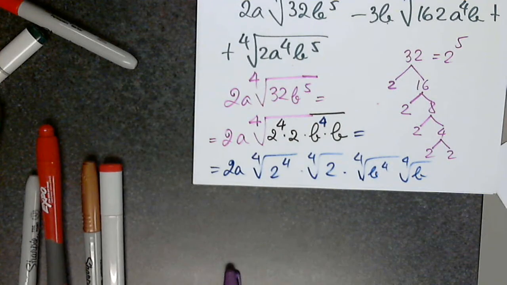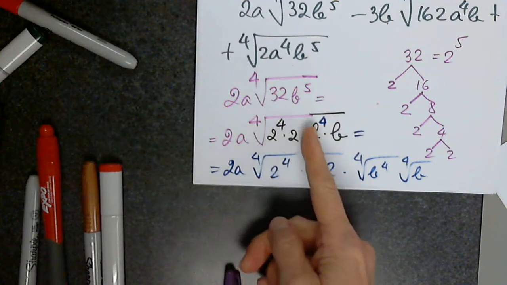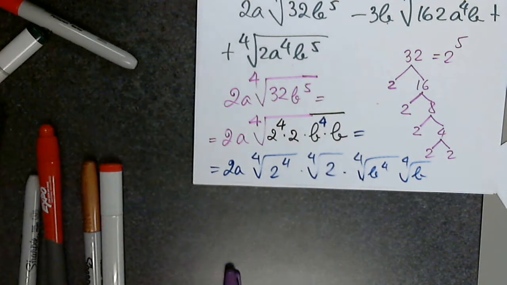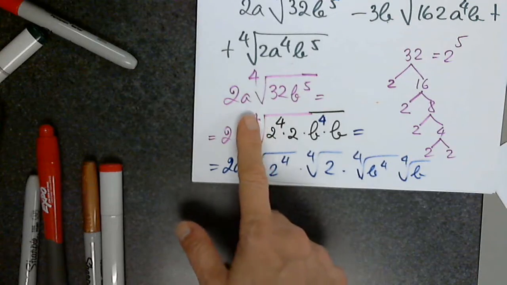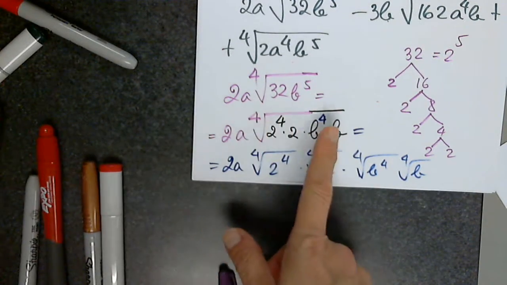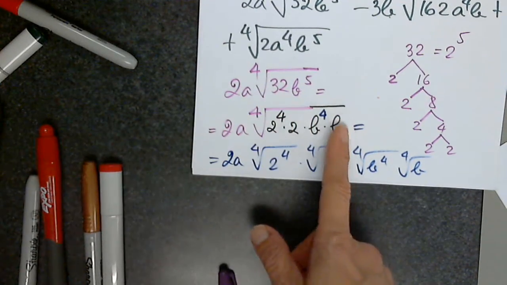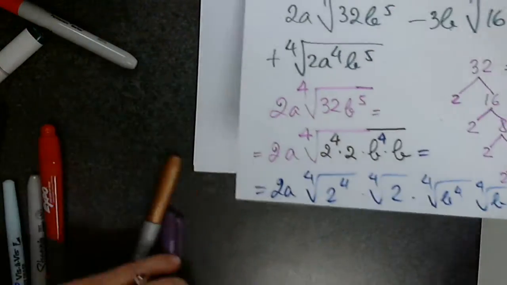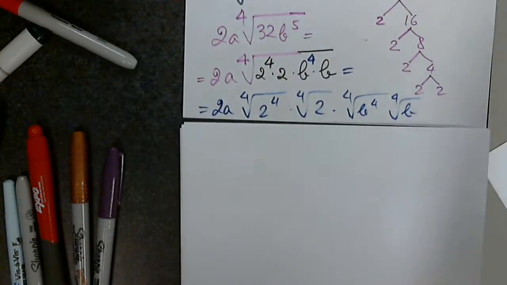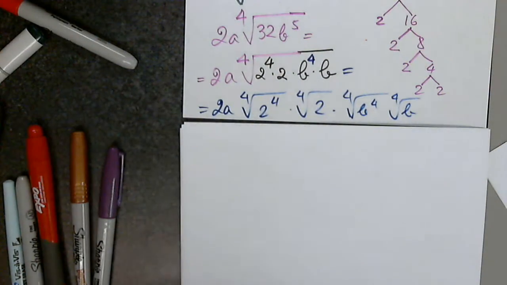So I split the product of 1, 2, 3, 4 factors under the fourth root into 4 radicals. The fourth root of the first times the fourth root of the second times the fourth root of the third times the fourth root of the fourth. So far, so good? Everyone? Okay, perfect. So now, which of these radicals will be simplified? Because not all of them can be simplified.